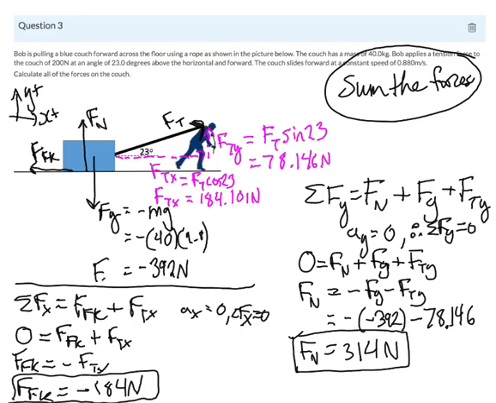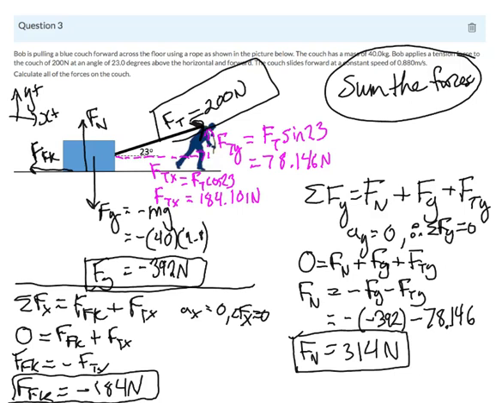We've got gravity here, and the tension force we were given in the problem is 200 newtons. And so that is all the forces on the couch.